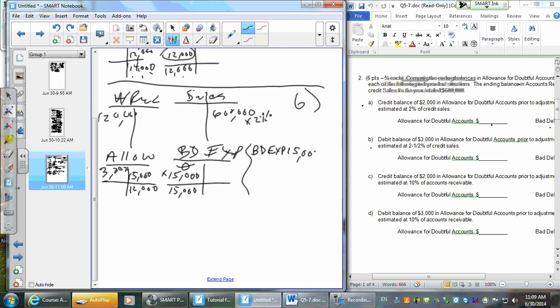And credit what? Allowance for doubtful accounts for 15. So that's the amount added to both accounts, okay? But because I've got this debit balance of 3, when I credit it for 15, I'm just at 12, aren't I? What's my net realizable accounts receivable? 120 less 12, is that 188, or 108?